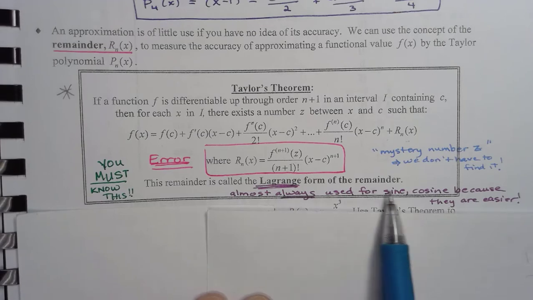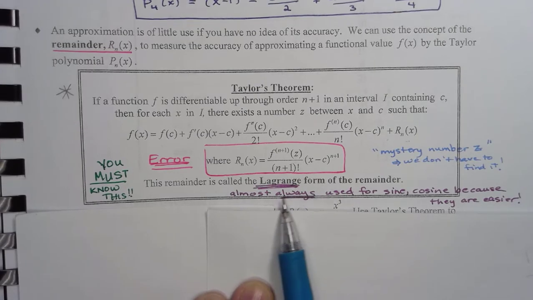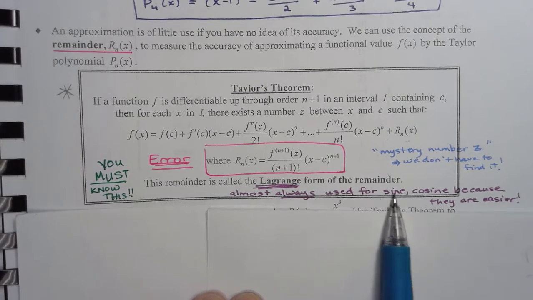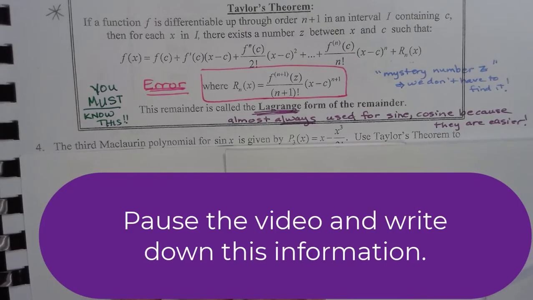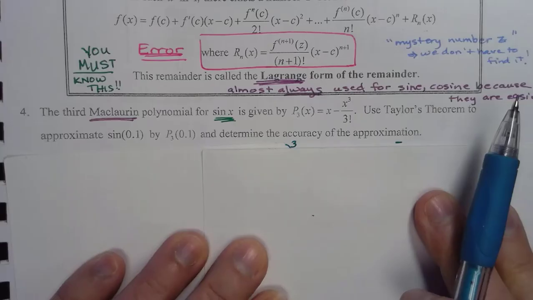But our Lagrange error bound is almost always used for sine and cosine because they're actually easier to use in this case. You might want to write this information down. Let's look at an example.